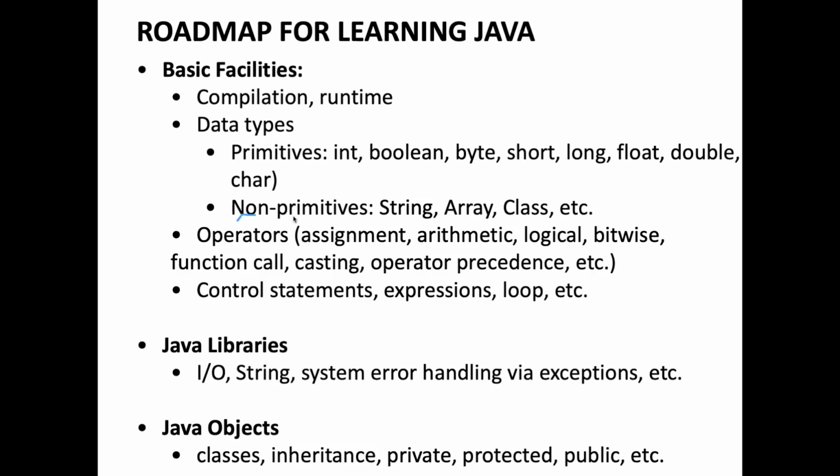We also have non-primitives like string, arrays, and class. These are what we refer to as Java objects or Java classes. We will spend a couple of lectures to talk about these.